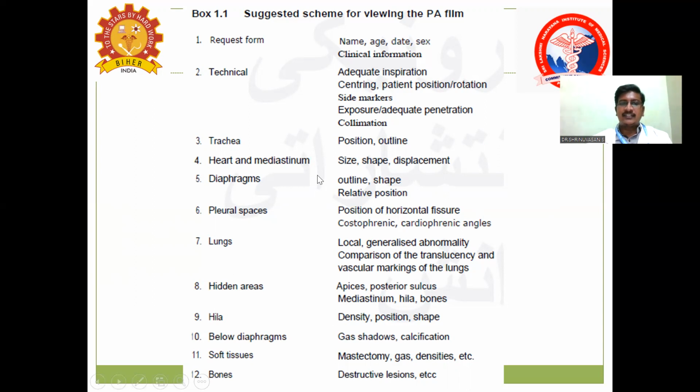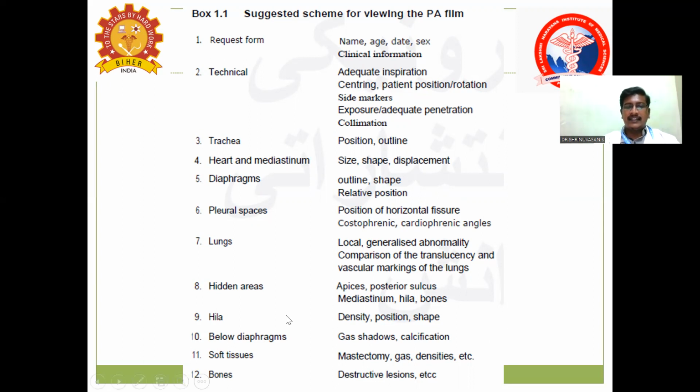The diaphragm is the margin which differentiates the thorax from the abdomen. Look at the diaphragm, whether it is elevated or pushed down. All these things you have to check. Then see the pleural spaces, see the fissures, see the costophrenic and cardiophrenic angles, see the lungs. Generally compare both sides of the lungs, upper zone with upper zone, mid zone with mid zone, lower zone with lower zone. Check the lucency, any opacity seen, any abnormal vascular markings, all these things you have to check.